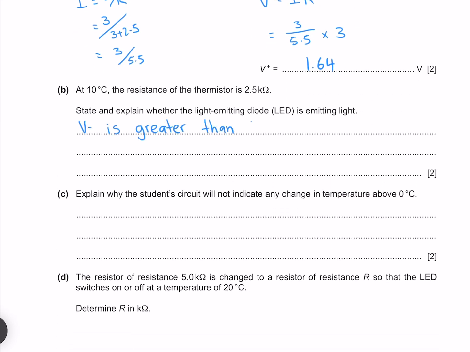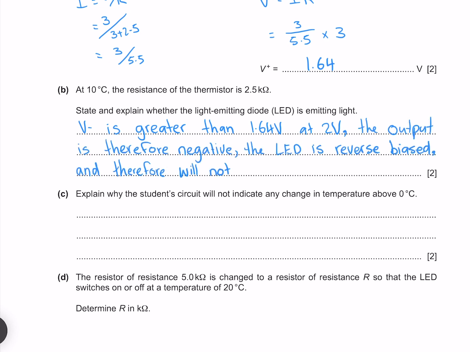V minus is greater than 1.64 volts at 2 volts, the output is therefore negative, the LED is reverse biased, and therefore will not glow.